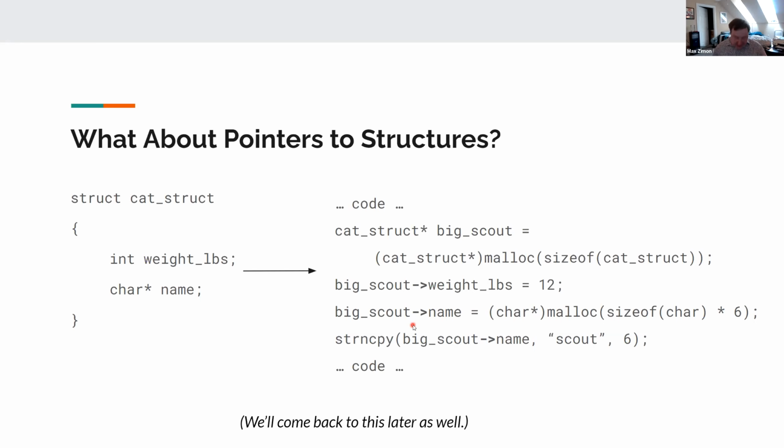The arrow is actually the greater than sign. We're going to use that to say this thing is a pointer. I want to go to the memory that that pointer references and then go this far in. Tell me the point in that memory where the weight value is defined, and I'm going to set that to 12. Tell me where the name value is defined. I'm going to set that to be this pointer. And then I'm going to copy into that same place the name Scout, plus, of course, my null terminator, so 6 characters worth of string.